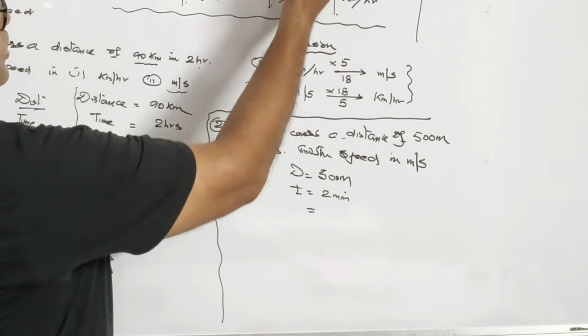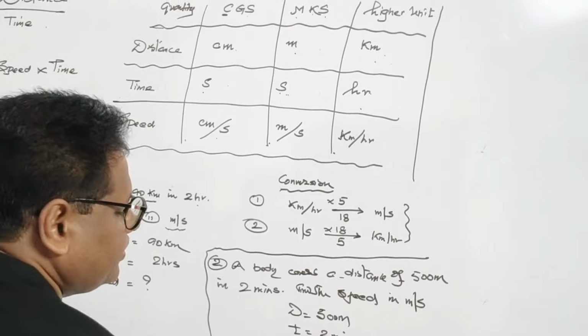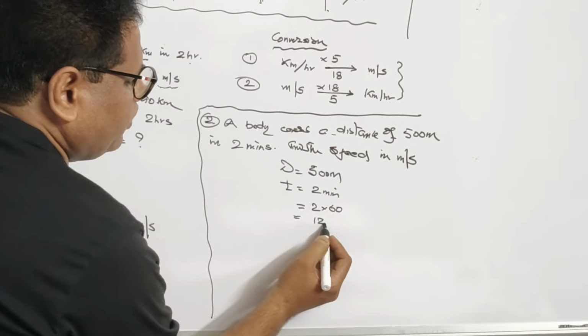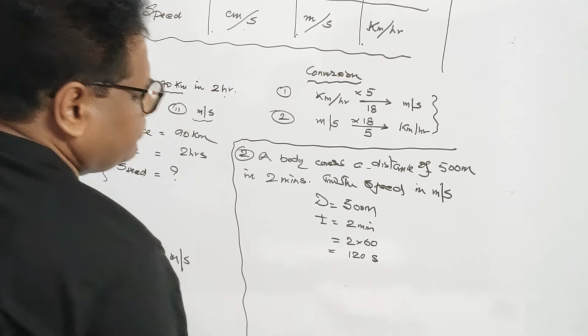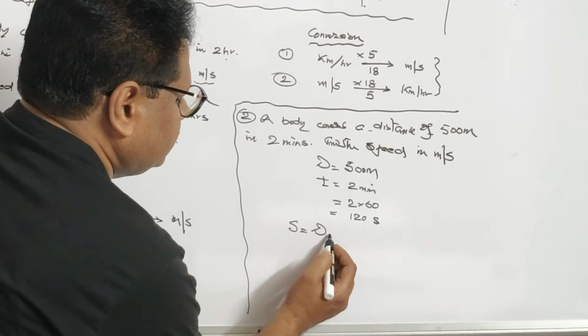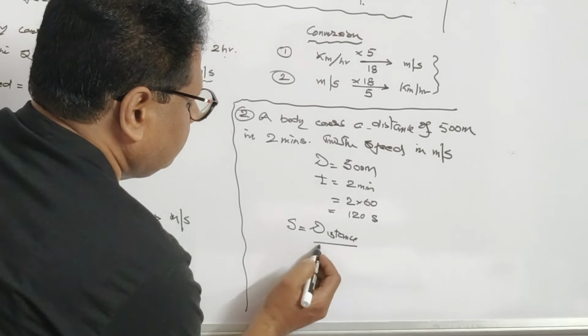So the unit which is supposed to go with this is seconds. So please convert this into seconds, multiplying by 60. So you are getting 120 seconds. Okay. Now after that you can apply the formula: speed equals distance by time.